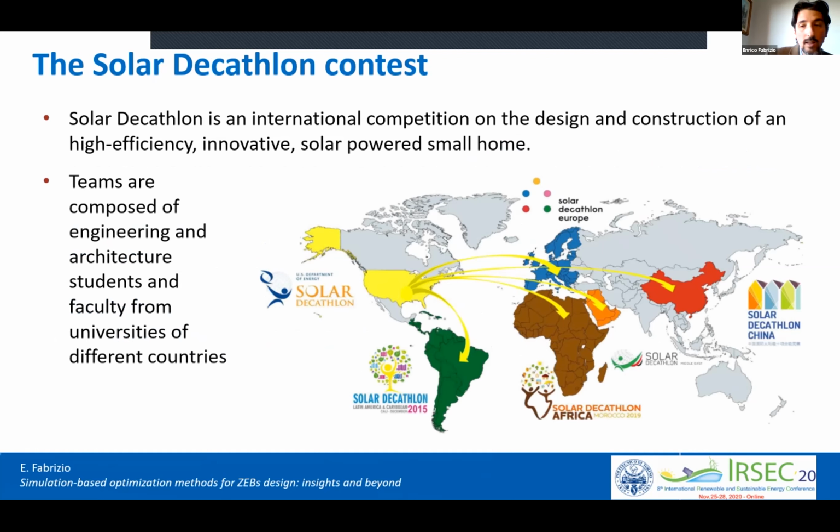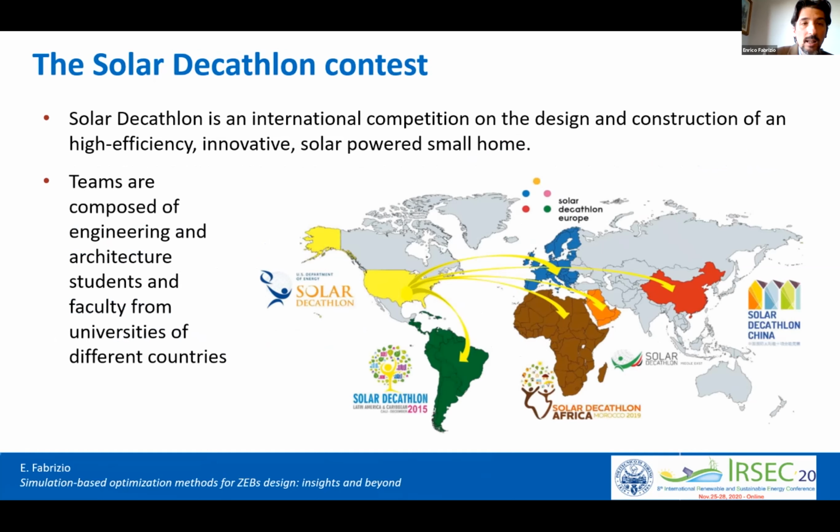I think that most of you are familiar with the Solar Decathlon context. It is an international competition on the design, construction, and operation of a very innovative, very energy efficient small residential house, which is only powered by solar energy. Teams are composed of engineering and architecture students, who are tutored by faculty advisors.